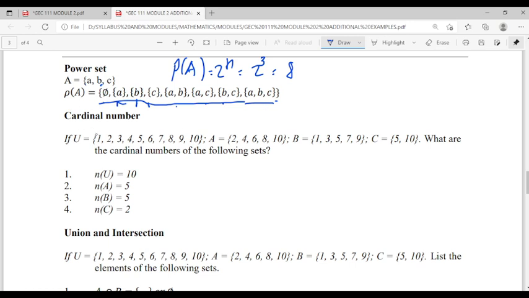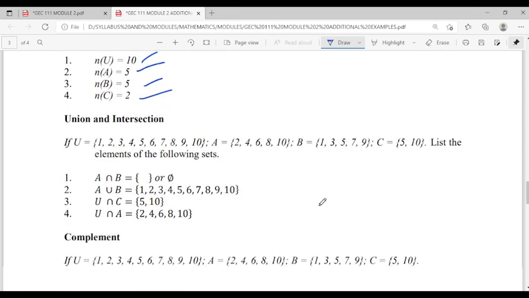Cardinal number. So what is the cardinal number of the set U? We have 10. 1, 2, 3, 4 hanggang 10. A is 1, 2, 3, 4, 5. B is 1, 2, 3, 4, 5, and C is 1, 2. So that is our cardinal number.